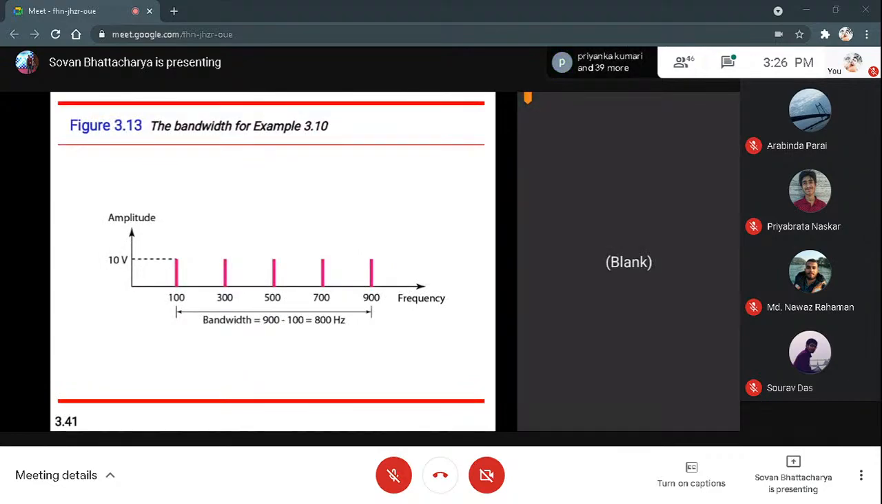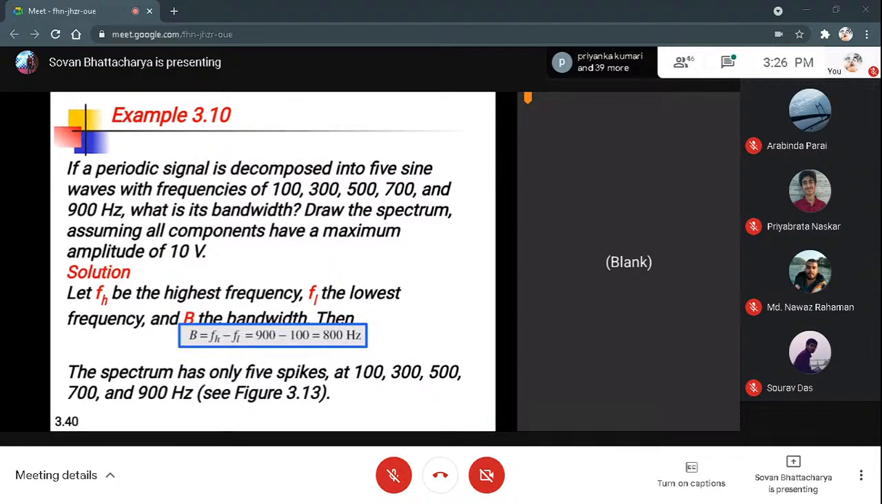Yeah, this problem. Is bandwidth clear? Yes, sir. Okay. So bandwidth is the difference between the higher frequency minus the lower frequency.